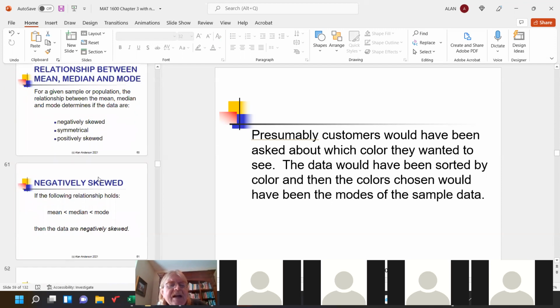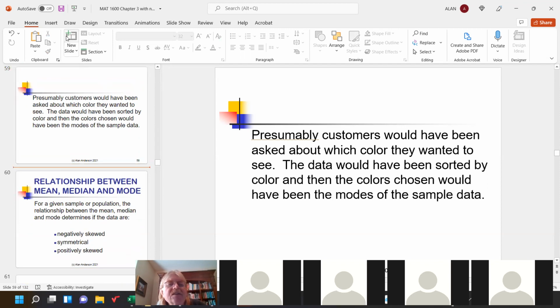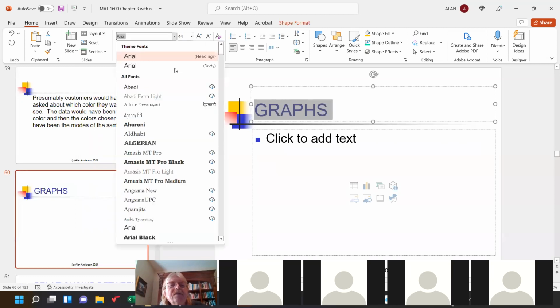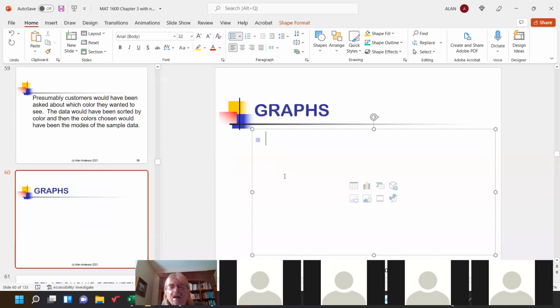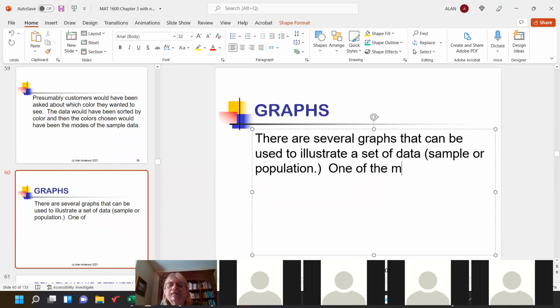All right. Well, anyway, before we do anything else, I want to introduce you to a special graphical device here. In statistics, there's several graphs that we can use to illustrate data. Here we're going to introduce one. There are several graphs that can be used to illustrate a set of data, and it doesn't matter if it's a sample or a population. One of the more popular ones is known as a histogram.